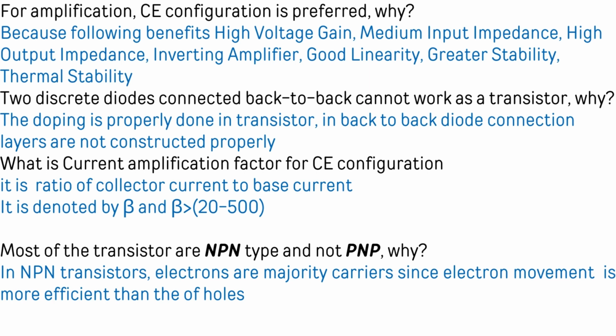Most of the transistors are NPN transistors, not PNP. Why? Since in an NPN transistor, electrons are the majority carriers. Since electron movement is more efficient than that of holes, NPN transistors are preferred compared to PNP transistors.